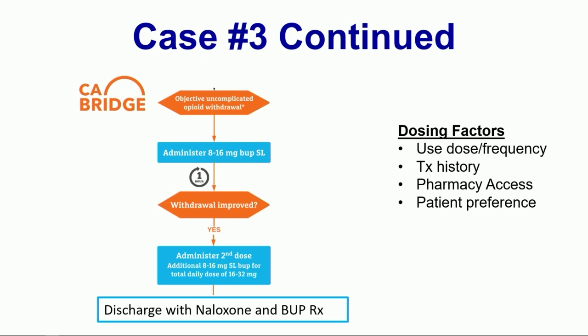So this is one of the dosing algorithms that's available on the California Bridge website. As you think about how to do high-dose buprenorphine, you want to think about the individual's use, their frequency of use, any treatment history, pharmacy access, and patient preference. But in general, I think many of us are starting to lean more towards doing high-dose buprenorphine.